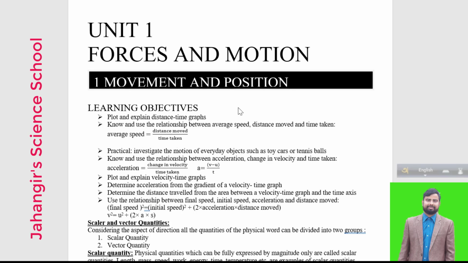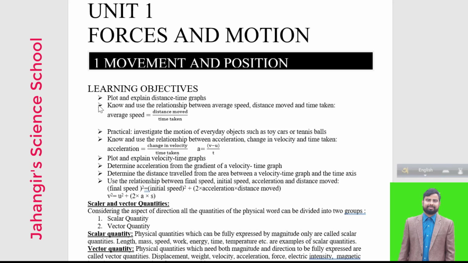Here are the learning objectives in the chapter. Plot and explain distance time graphs. After finishing this chapter, you can plot and explain the distance time graphs. Know and use the relation between average speed, distance moved and time taken. So here there is a relation: average speed equals distance moved divided by time taken.